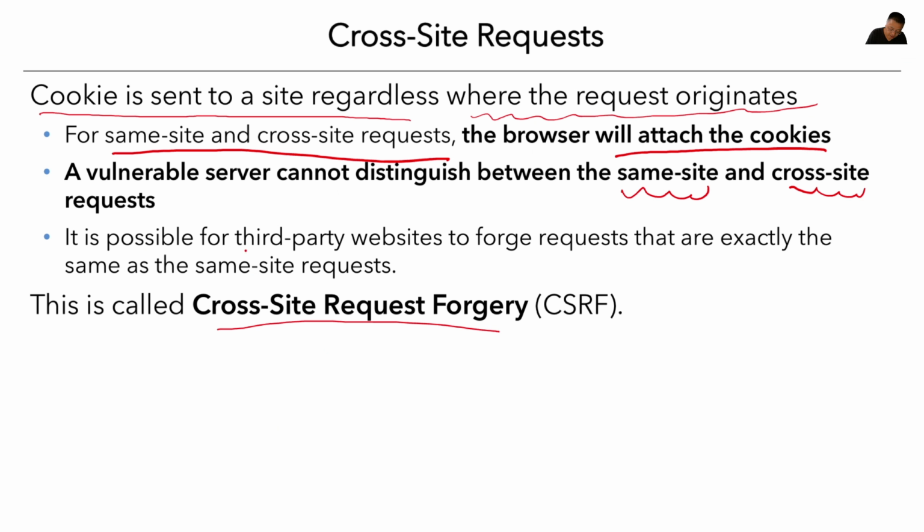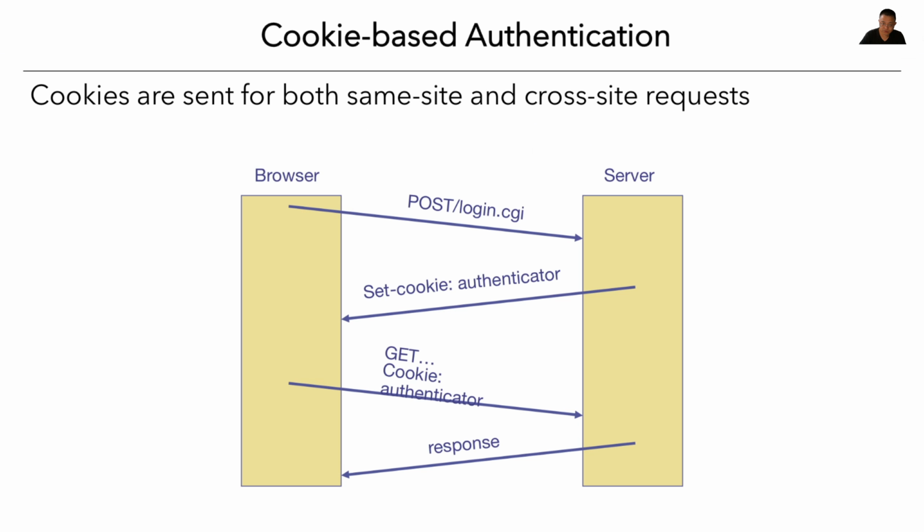So it's possible for a third-party website to forge requests that are exactly the same as same-site requests. This is because the browser or the server couldn't distinguish between same-site or cross-site requests. So where does the request come from? If it comes from the server itself, it should trust the request and honor it. If it comes from a third-party website, it will be a vulnerability to honor that. So this is called cross-site request forgery.